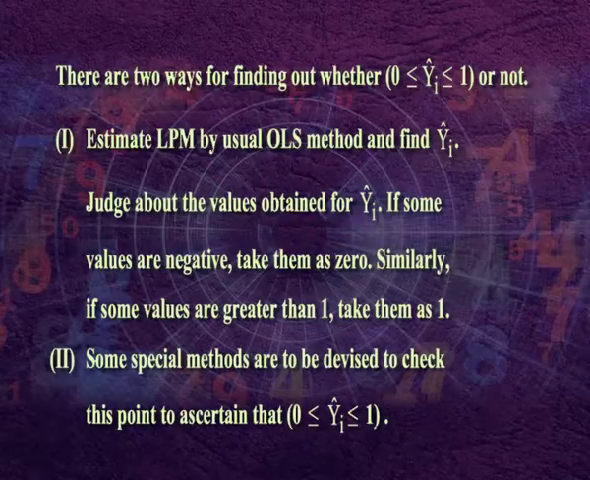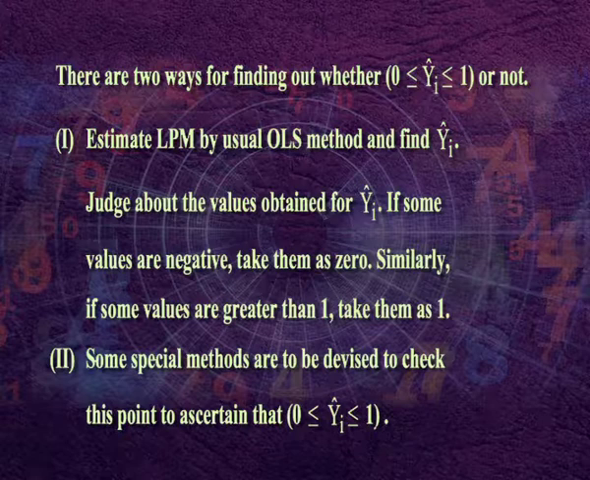There are two ways for finding out whether yi cap lies between 0 and 1 or not. Number 1. Estimate LPM by the usual OLS method and find yi cap. Judge about the values obtained for yi cap. If some values are negative, take them as 0. Similarly, if some values are greater than 1, take them as 1. This is the usual practical approach for dealing with the problem.